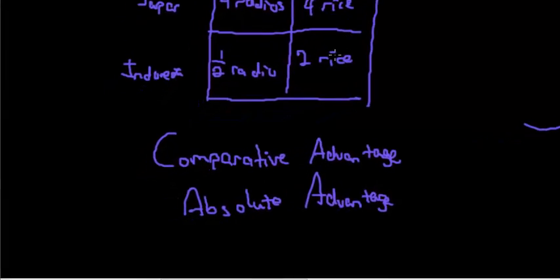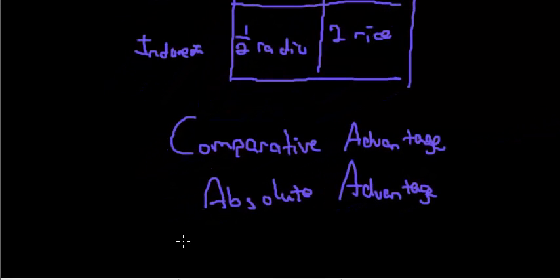So we know that Indonesia is producing rice, so let's say one rice here. So the opportunity cost of producing 1 pound of rice for Indonesia is half of a radio. So we know that for the terms of the trade, Indonesia is not going to accept anything less than half of a radio for 1 pound of rice, right? Because why would they accept anything less when they could produce 1/2 of a radio with the resources for this 1 pound of rice?